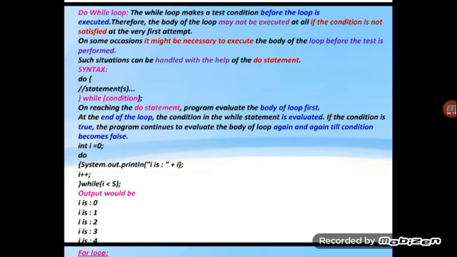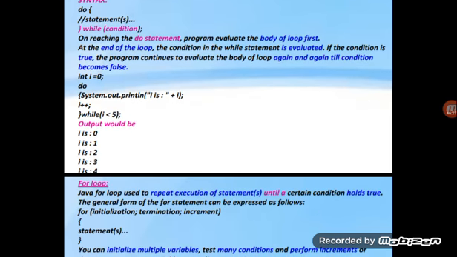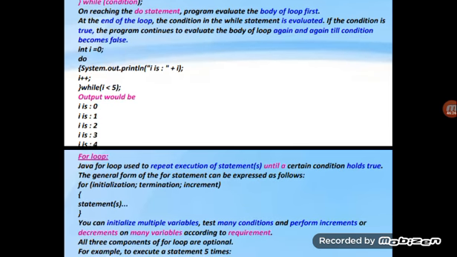Such a situation can be handled with the help of the do statement. I am taking an example: int i = 0, System.out.println, and here I am taking the condition while i is less than 5. Since it is i less than 5, not equal to, 5 will not be executed, so 0 1 2 3 4 will be printed.